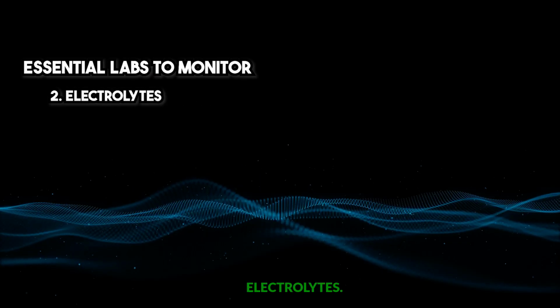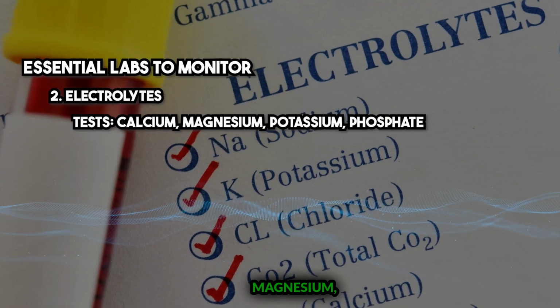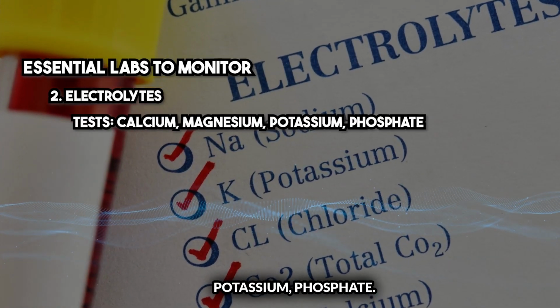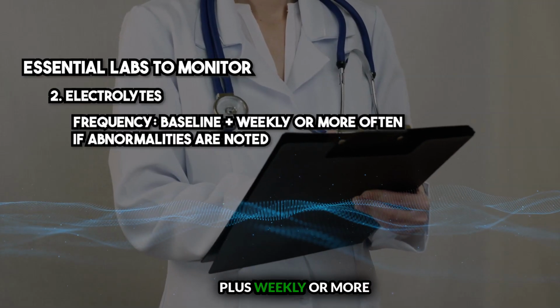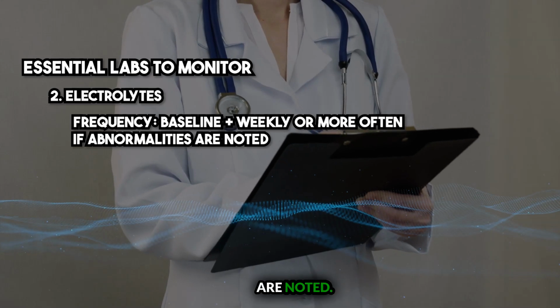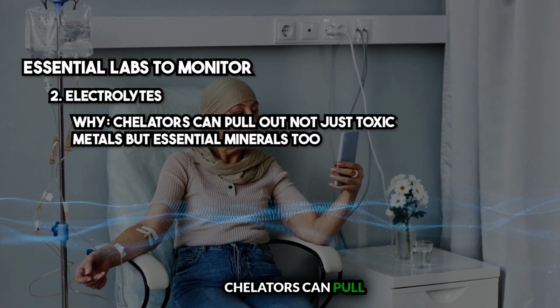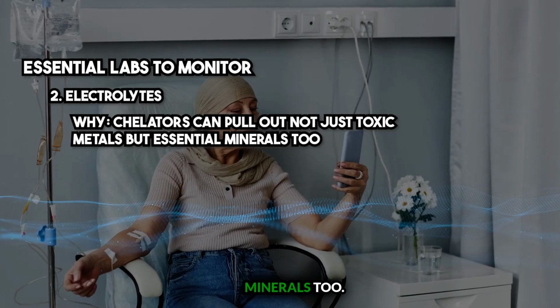2. Electrolytes. Tests: calcium, magnesium, potassium, phosphate. Frequency: baseline plus weekly or more often if abnormalities are noted. Why? Chelators can pull out not just toxic metals but essential minerals too.